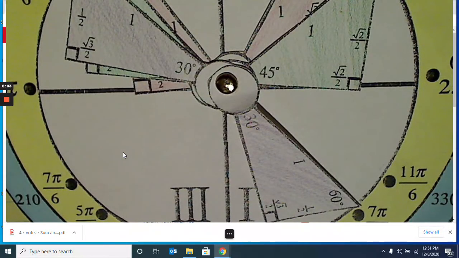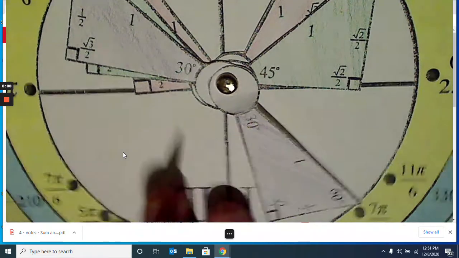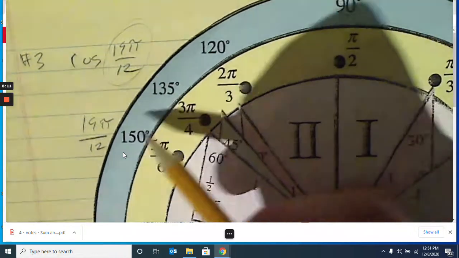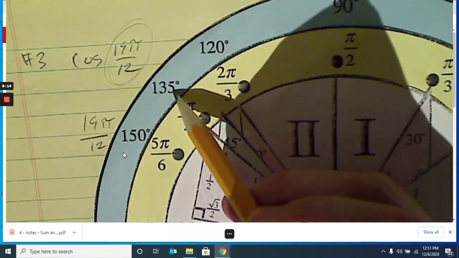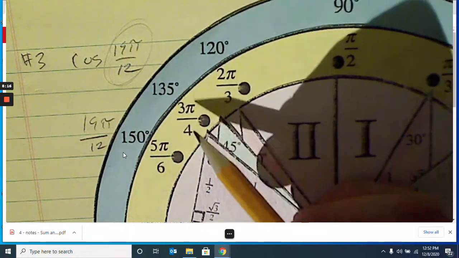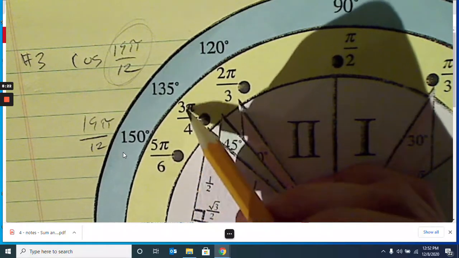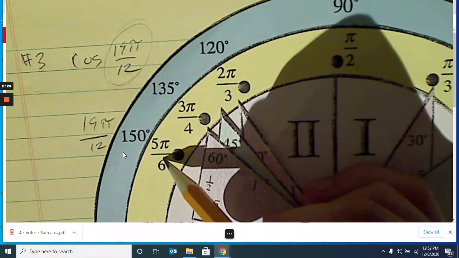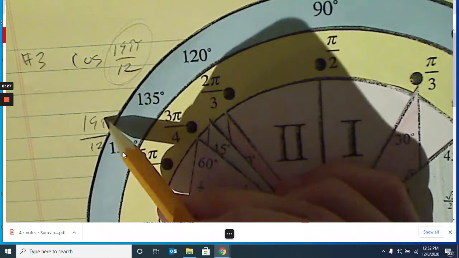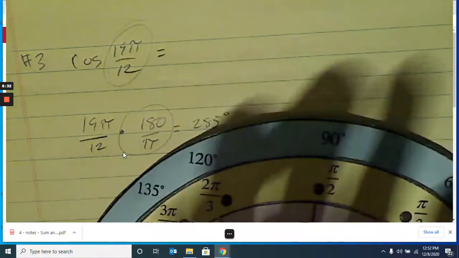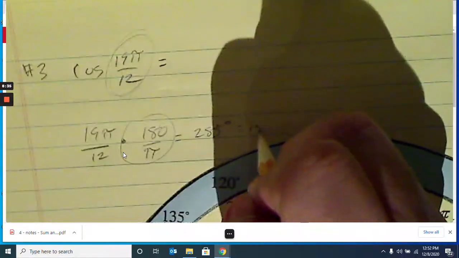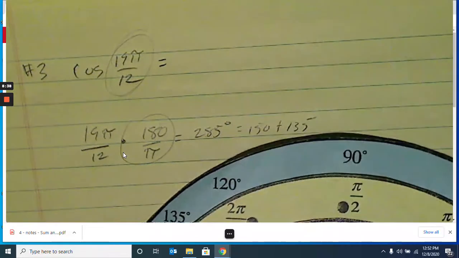Now in this case, 285 is more than 270, so you're not going to want to subtract, you're actually going to want to add. And right off the bat, I'm seeing that 150 and 135 give me 285. But that also means that 5 pi over 6 and 3 pi over 4 are the two things I can add together to get this 19 over 12. Okay? So in other words, first of all, this is 150 plus 135. So I can rewrite this as 5 pi over 6.